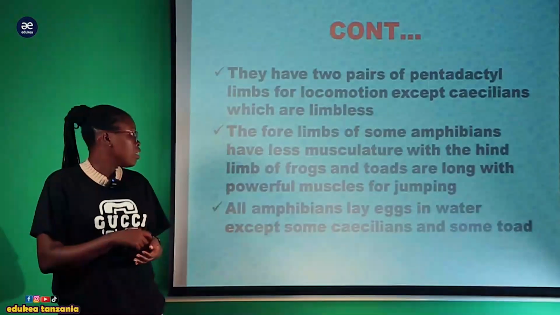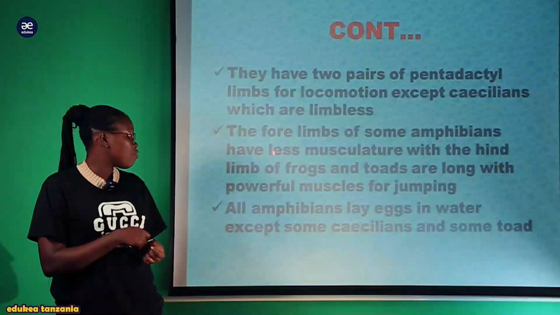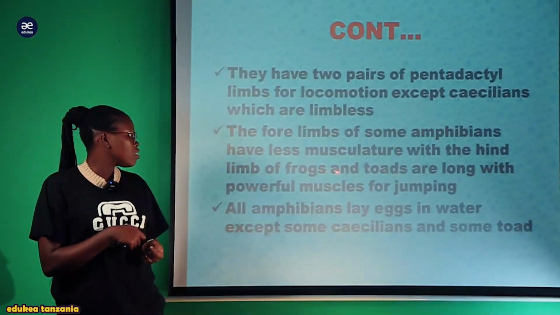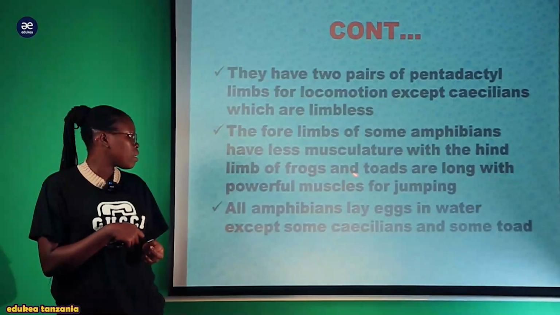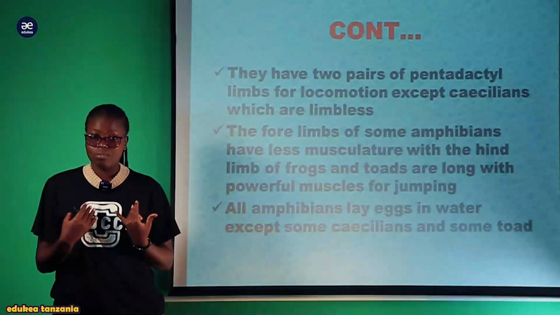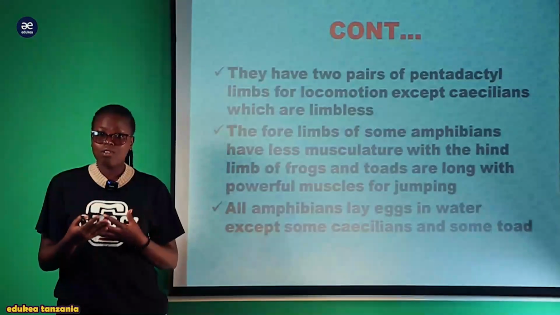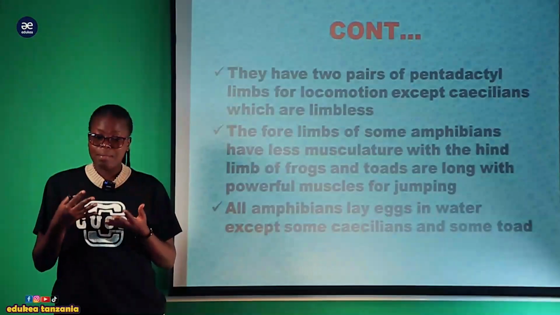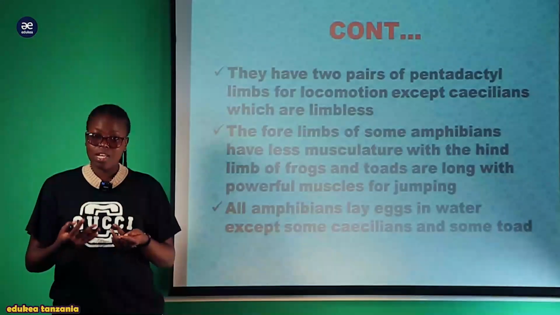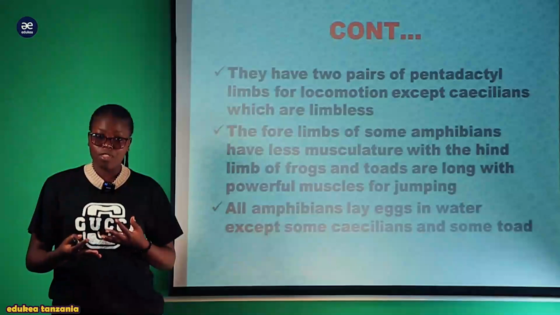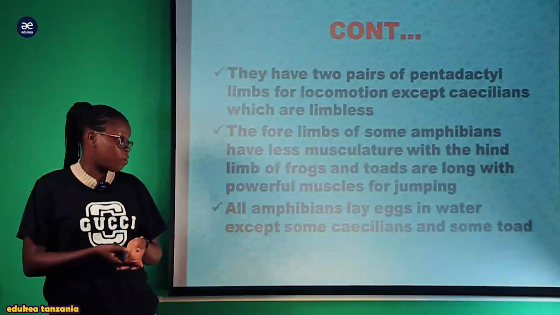So the forelimbs of some amphibians have less musculature, with the hind legs of frog and toad having powerful muscles for jumping. When you observe their forelimbs and hind limbs, the forelimbs are not much muscular, meaning that they are not much adapted for jumping, while the hind limbs are long and very strong, adapted for jumping and also for locomotion.